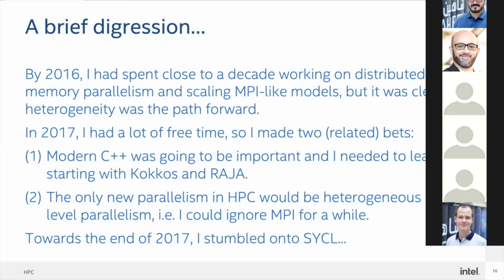And so I decided in 2017 to bet on two things. One of which was I had been raised at Argonne to believe that C++ was snake oil, and so I was deciding maybe that I needed to change my views on that. So I was going to learn modern C++, and I was going to learn Kokkos and RAJA, because these DOE folks kept saying they were important, and I was like, okay, well, I guess somebody has to understand this, at Intel at least. And then the other thing I decided was that the only growth in parallelism in HPC for the next few years was going to be heterogeneous node-level parallelism, and I was going to ignore MPI for a while, which I did.